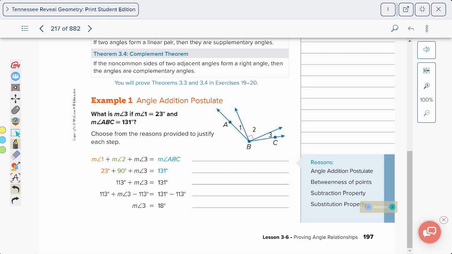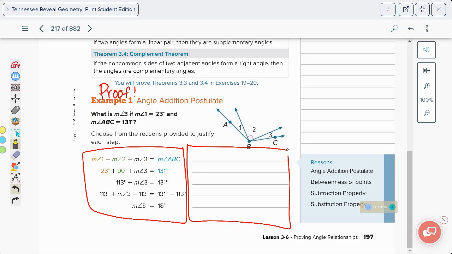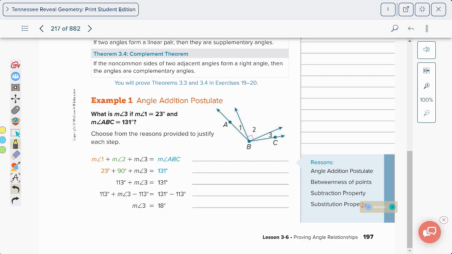So here we are proving the angle addition postulate. This is an example of a 2-column proof. And this is what it's going to kind of look like on EOC. You will have a list of statements on the left side, and then on the right side here, you will have to figure out justifications, aka reasons, why each of the statements might be true. So at the top of that right column, I want everyone to write justifications, because that's how they'll be addressed on EOC.